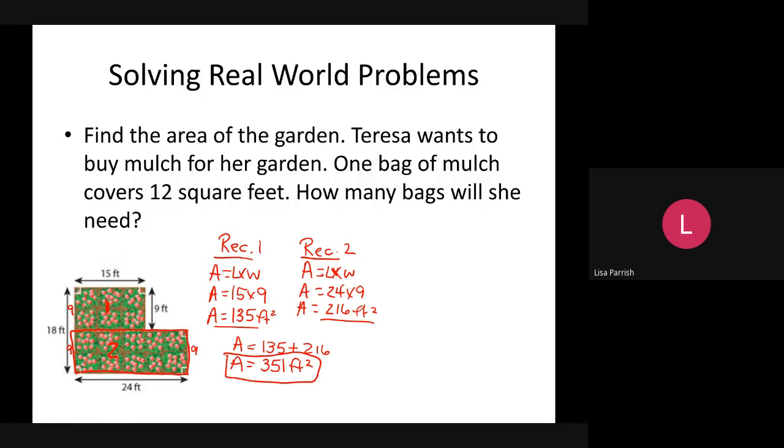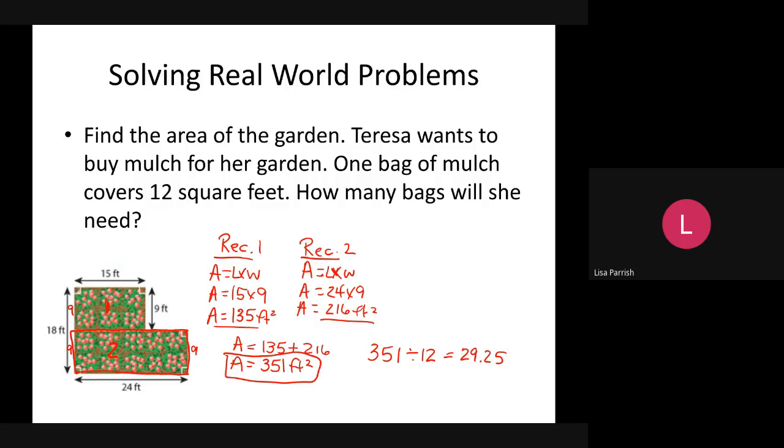Think of it this way, one bag is only going to cover 12 square feet. So if you think back to some of those problems we did the other day, you're going to take your area, in this case, which is 351 square feet, and I need to divide that by 12 because each bag of mulch covers only 12 square feet. So I need a bag for here, and so on. So just divide your 351 by 12 on your calculator and you get 29.25.